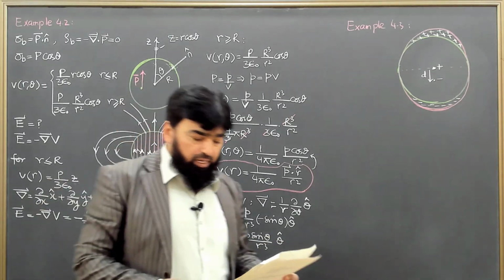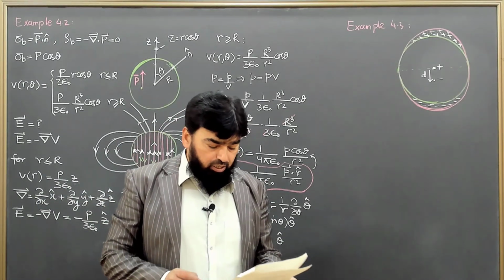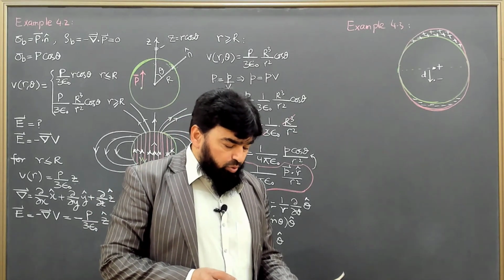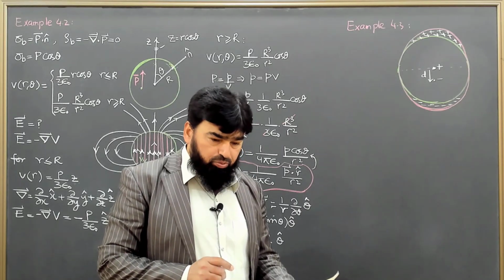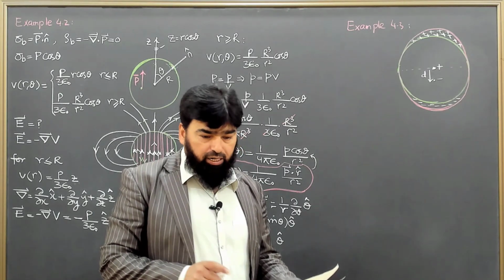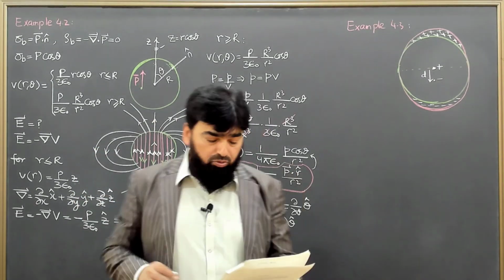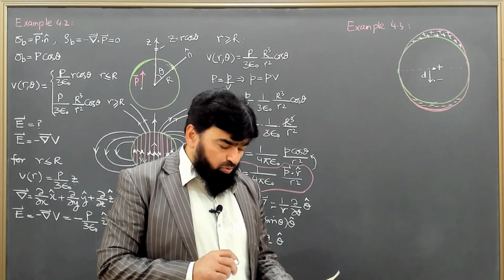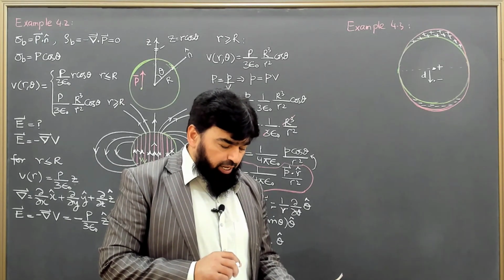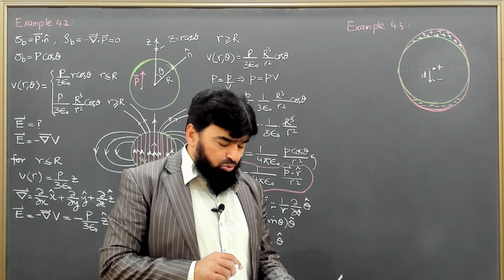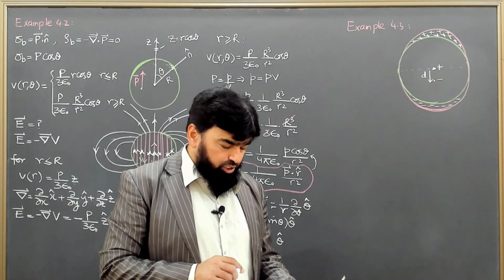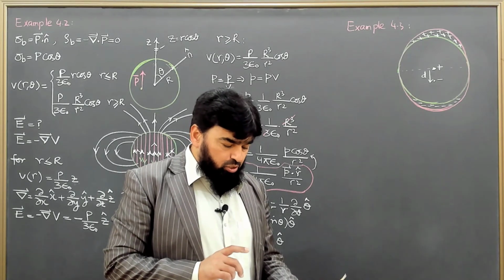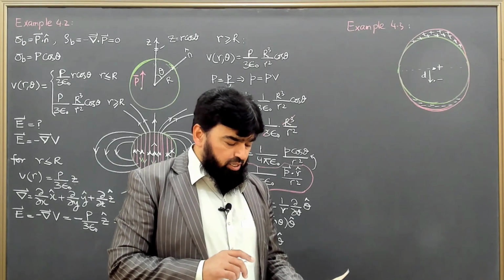Now we saw example 4.3, and let me read the statement of example 4.3. There is another way of analyzing the uniformly polarized sphere as we have done in a previous example, this example 4.2, which nicely illustrates the idea of a bound charge. What we have really is two spheres of charge, a positive sphere and a negative sphere.